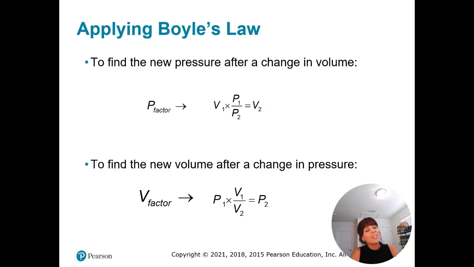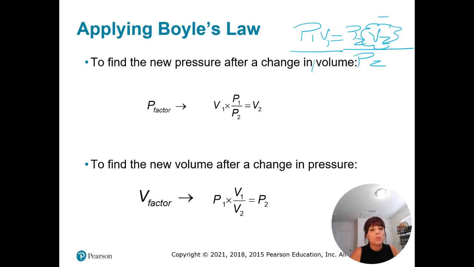You're going to need some algebra here, right? If I have P1V1 equals P2V2, and I want to find V2 and have all the data, P1, V1, and P2, I'm going to divide both sides by P2, and cancel it here. So I'm going to have V2 equal to V1 P1 divided by P2.